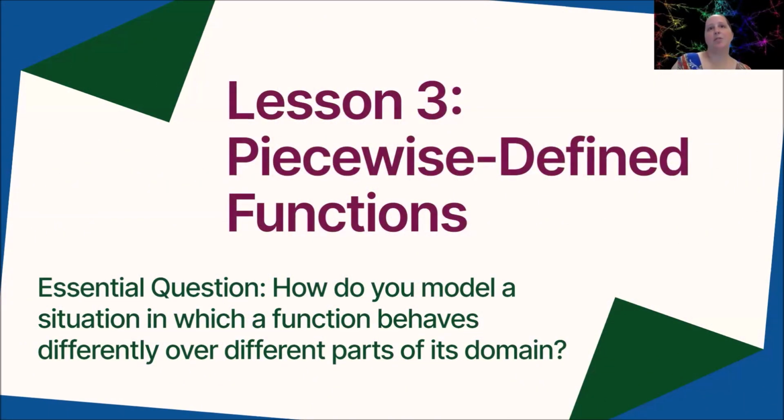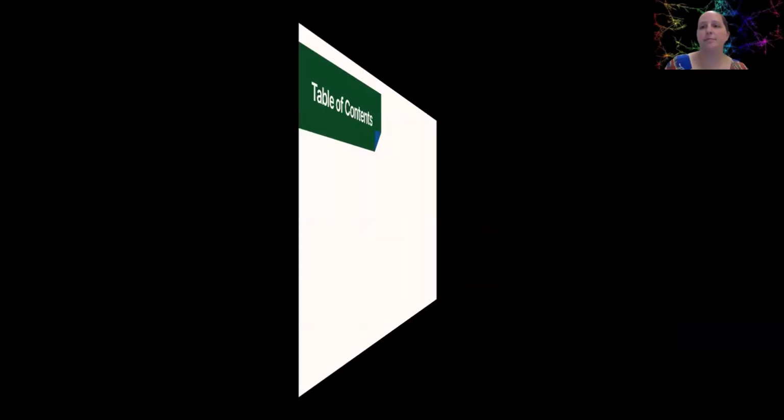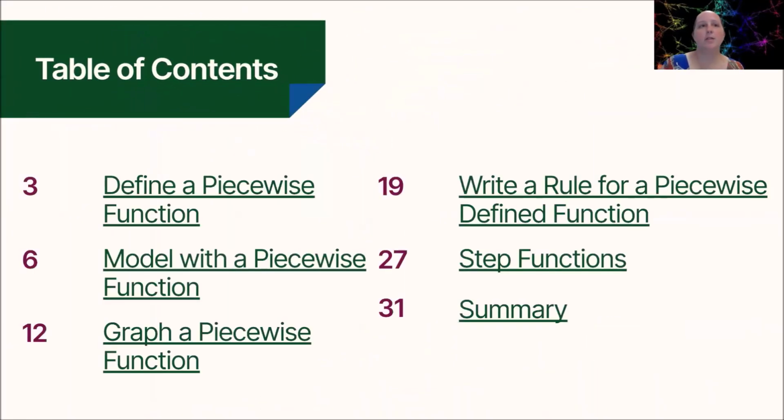All right, this is lesson 3, piecewise defined functions. Our essential question is, how do you model a situation in which a function behaves differently over different parts of its domain? Okay, so here's our table of contents. This is what we'll be discussing throughout this lesson.